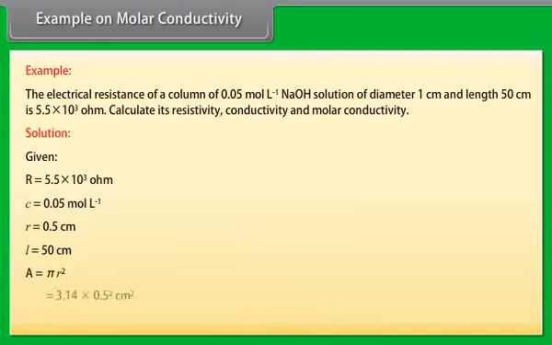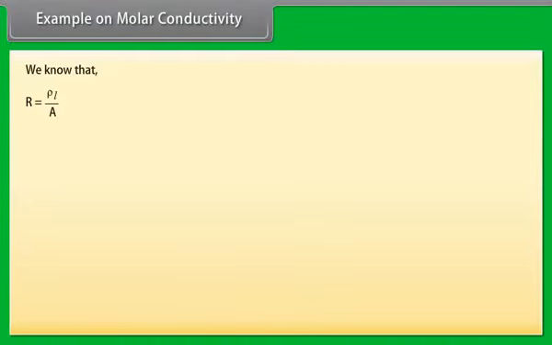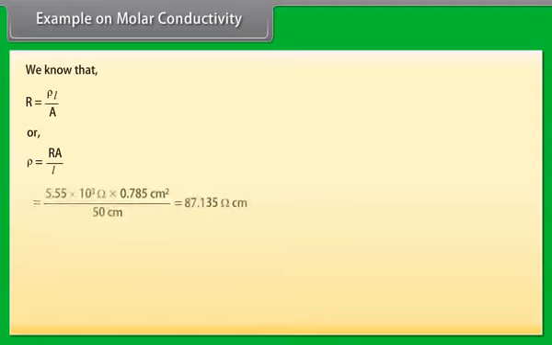The unit of conductance is mho. Conductivity: it is the reciprocal of resistivity. It can be defined as the conductance of 1 centimeter cube of the conductor. It is denoted by kappa. Kappa is equal to l upon Ra. The unit of conductivity is mho centimeter inverse.